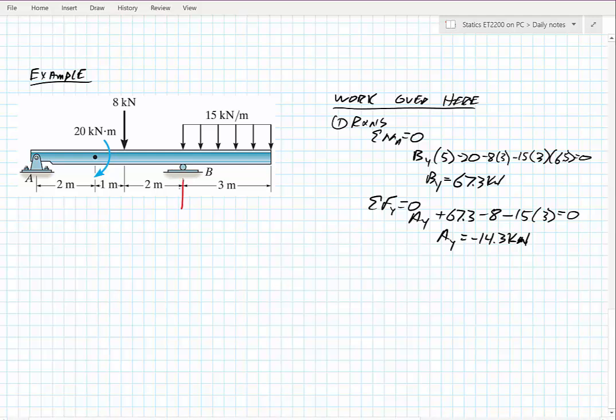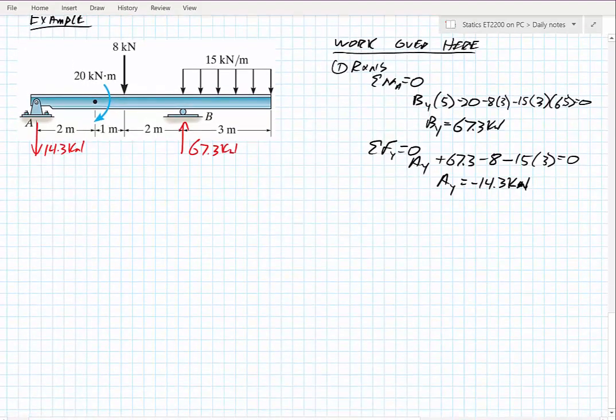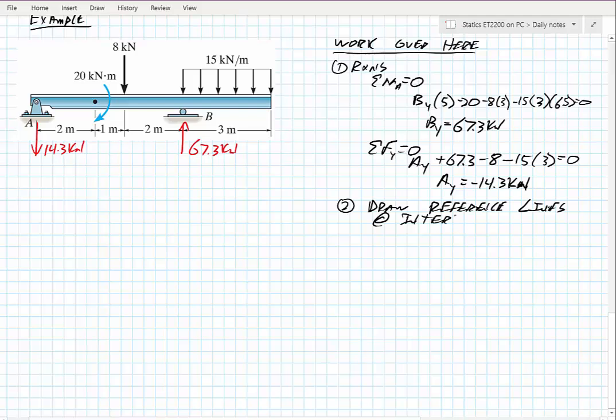Not going to spend much time talking about that because that should all be reviewed. What I find is I have 67.3 kilonewtons acting at B, pointing up, and at A, I'm pointing down at 14.3 kilonewtons. So after I have my reactions, step 2 is that I want to draw some reference lines to draw these shear moment diagrams. And these reference lines will be at what I like to call interesting points.